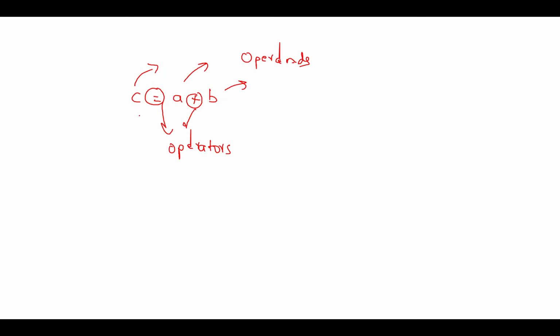Suppose we take a simple expression: C equal to A plus B. These are some fundamentals you need to understand. Here equal to and plus are called operators, and whatever we are dealing with, here A, B, C, are operands. So this is the fundamental thing you need to understand: the signs are the operators and these are the operands.